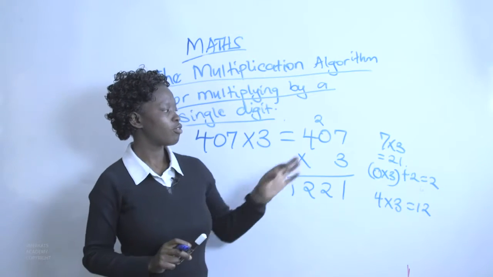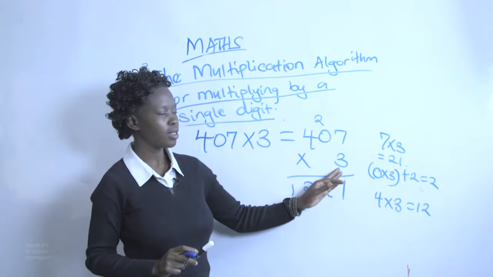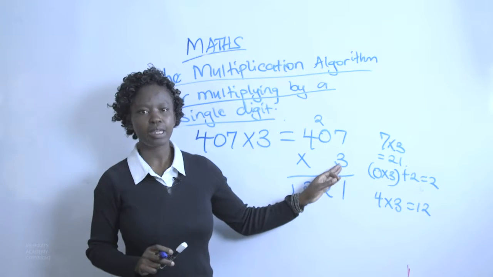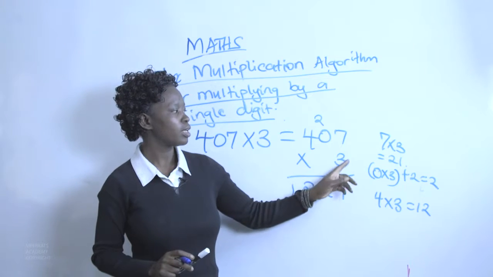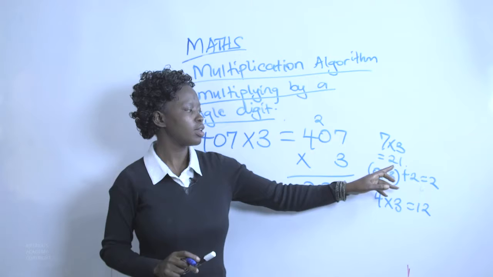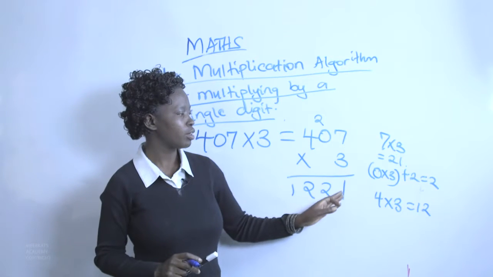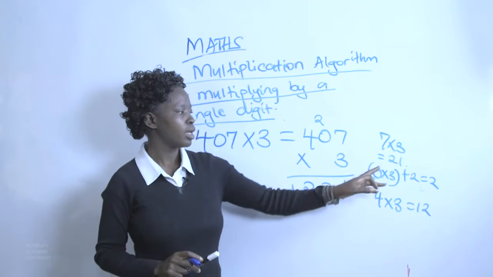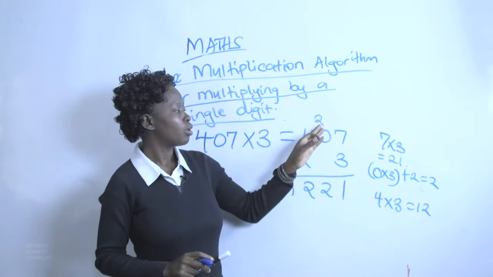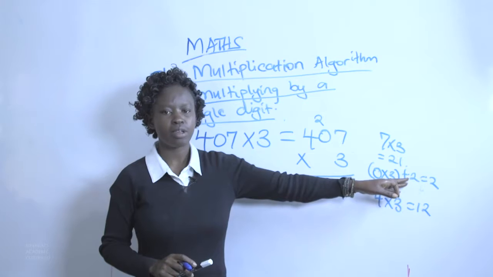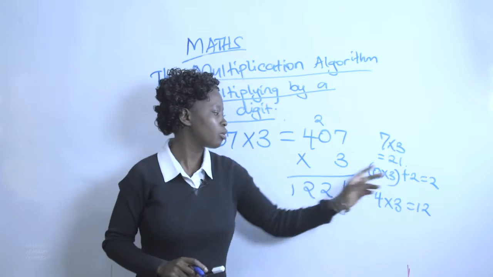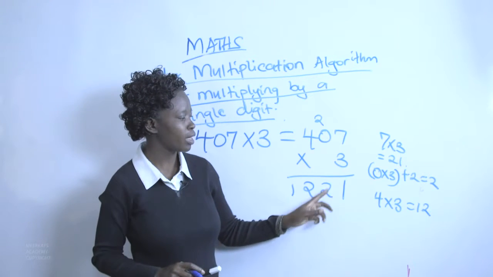Another example. So you are having 407 multiplied by 3. Starting from the right, you have 3 times 7. 3 times 7 is simply 21. So we write 1 and carry 2. 0 times 3 is 0. Then plus 2, we get 2. So we write 2 at this place.